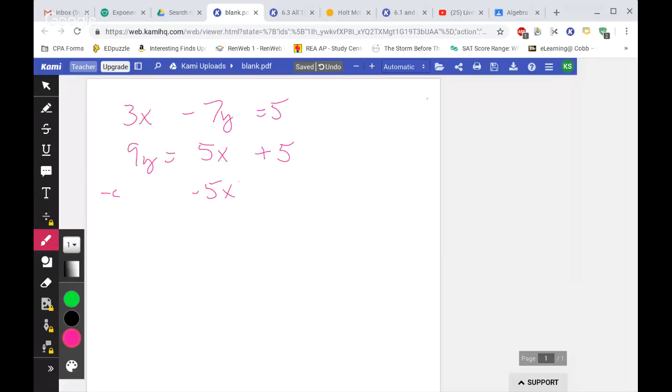So I'll subtract 5x from both sides. And now I have negative 5x plus 9y equals 5. I'm going to rewrite that top equation underneath here where my terms are at least lined up.